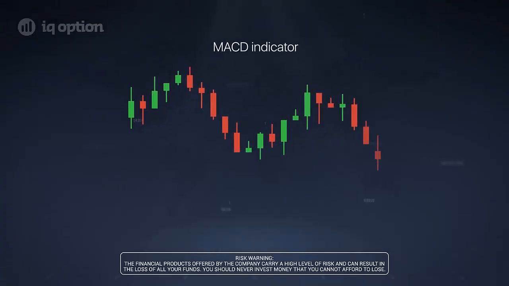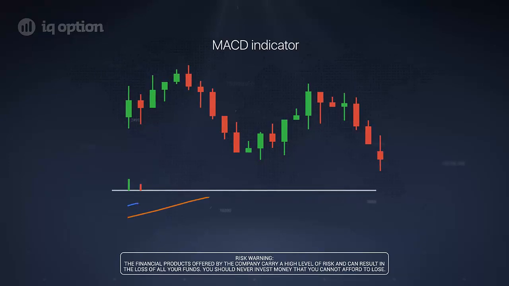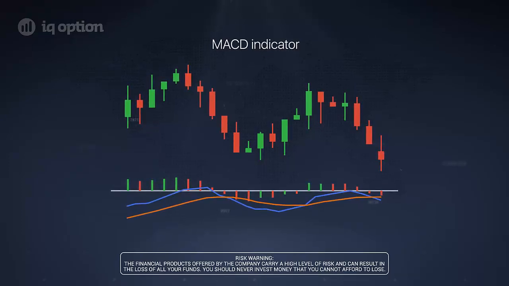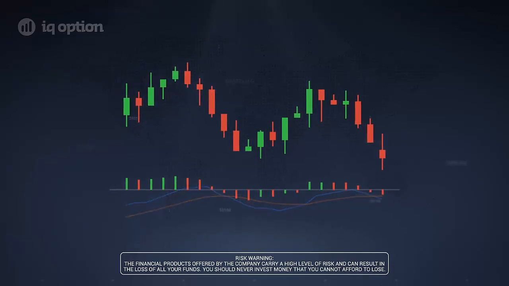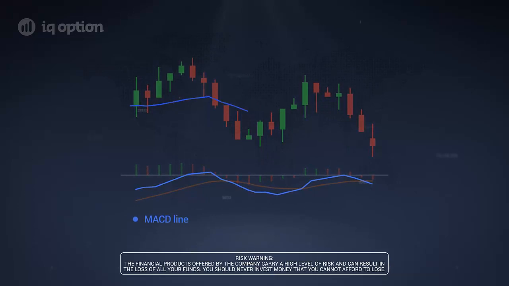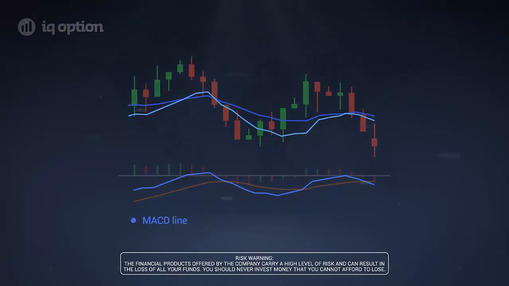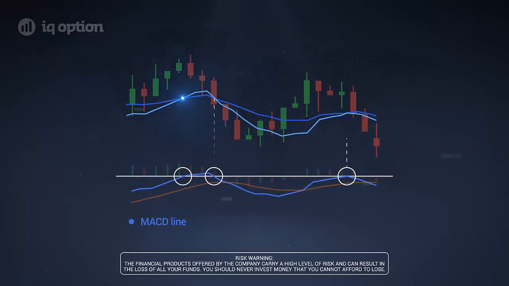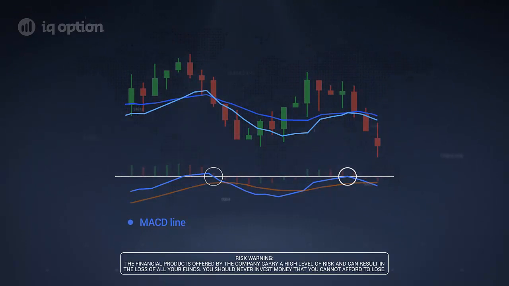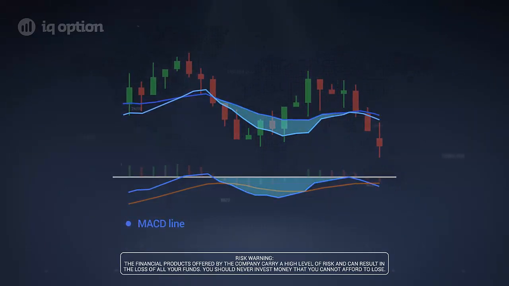The MACD indicator is used to determine the current trend, its strength, and the probability of its reversal. It consists of the MACD line, a signal line, and a bar chart. The MACD line shows the difference between 2 EMA moving averages with different periods. When the MACD line crosses the 0 line, it indicates that there is no difference between them at this moment. The larger the difference between 2 moving averages, the further the MACD line is from the 0 line.